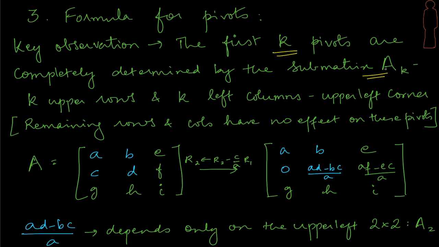What do I mean by AK? If you take a 3 by 3 matrix, then the upper left 2 by 2 is what I call as A2, right? So k upper rows and k left columns, and upper left corner of that matrix is what we call as a submatrix, in this sense of saying A1, A2, A3, etc. If A is 3 by 3, A3 is the entire matrix, A2 is going to be these in blue, and A1 is going to be simply the single element A, right? And that's the idea. So we talk about upper left corner matrices.